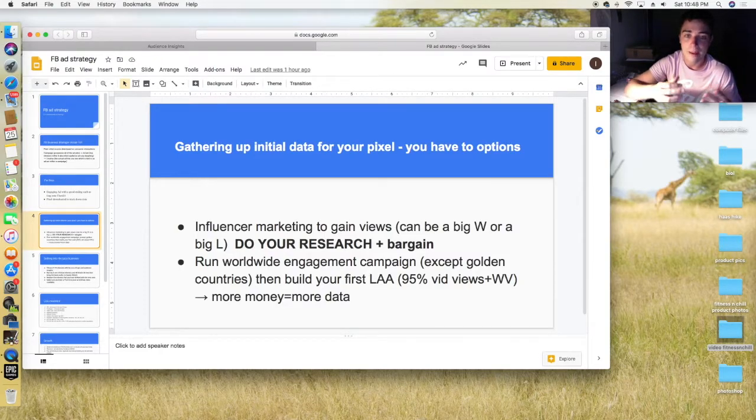That's what a lookalike audience will pretty much do. Now, because if you're running a worldwide campaign, you have a lot of data, so you can easily create your first lookalike audience with 95% of video viewers. So the person that watched 95% of the video or more, or the person that went to your website. Either one would work.